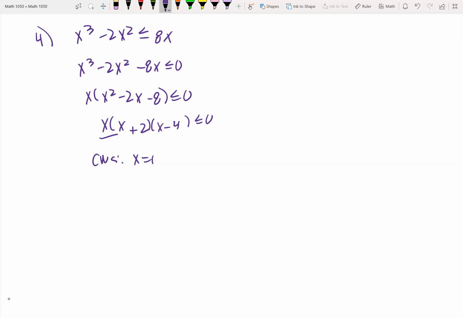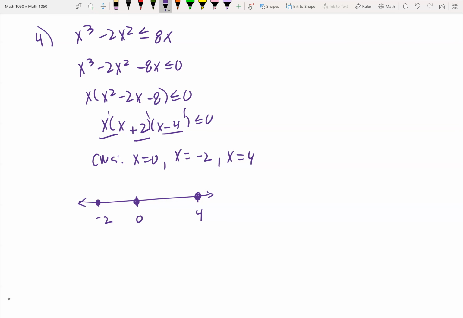Set that equal to 0, x equals 0. Set that equal to 0, x equals negative 2. Set that equal to 0, x equals positive 4. Go to your number line. Negative 2 is here, positive 4 would be out there. Closer to the negative 2 than the 4 would be the 0. There's an equal sign, so they're all closed. There's nothing in the denominator, so there's nothing to open. Signs are all 1, so I know they're going to alternate.